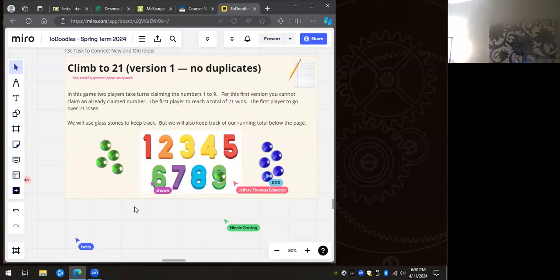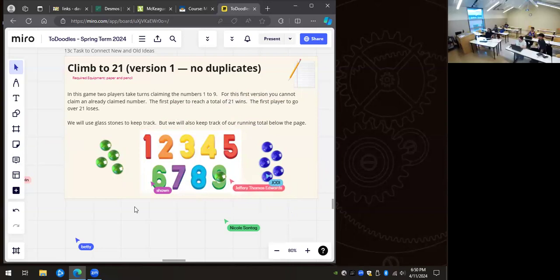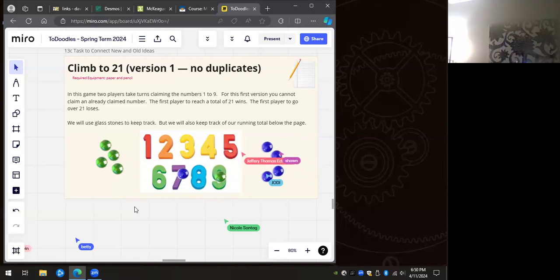Somebody move blue onto 7. So we got blocked. I'm trying to see how that works now. Green team, what are you gonna do? Okay, what's 21? We're gonna make it 21.